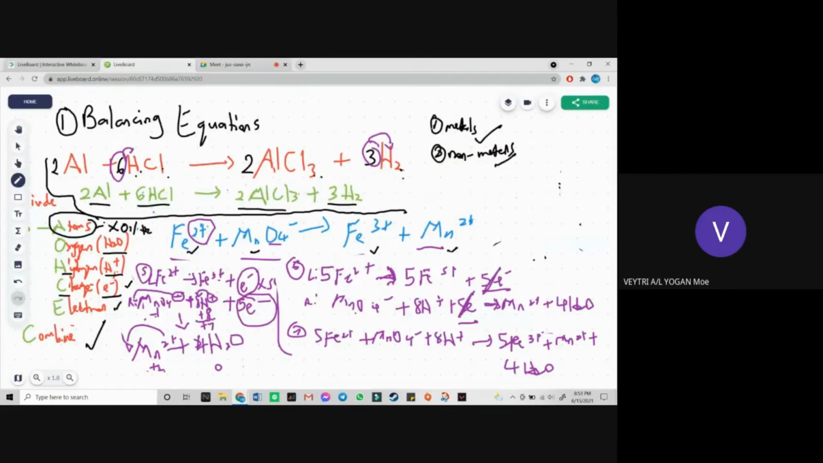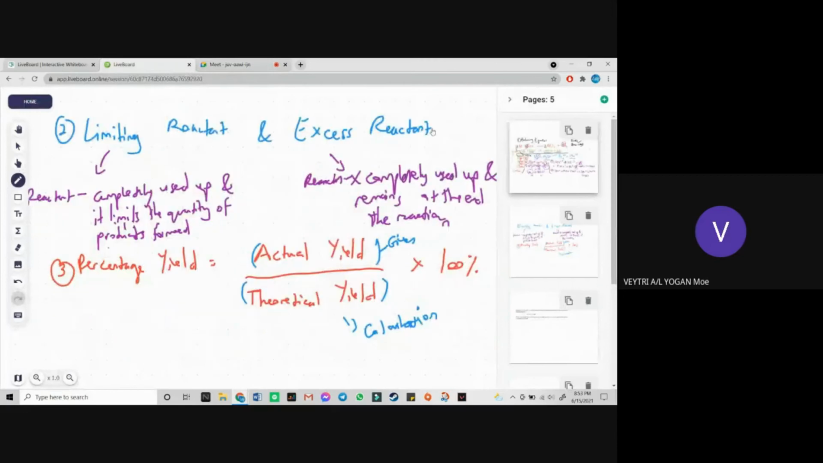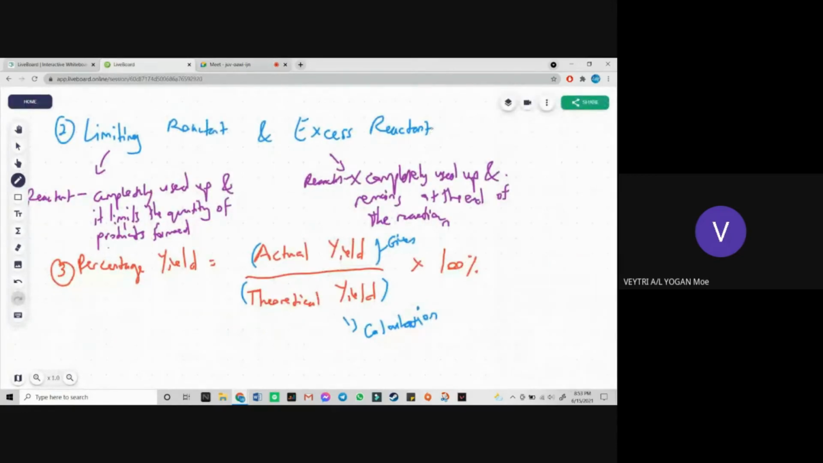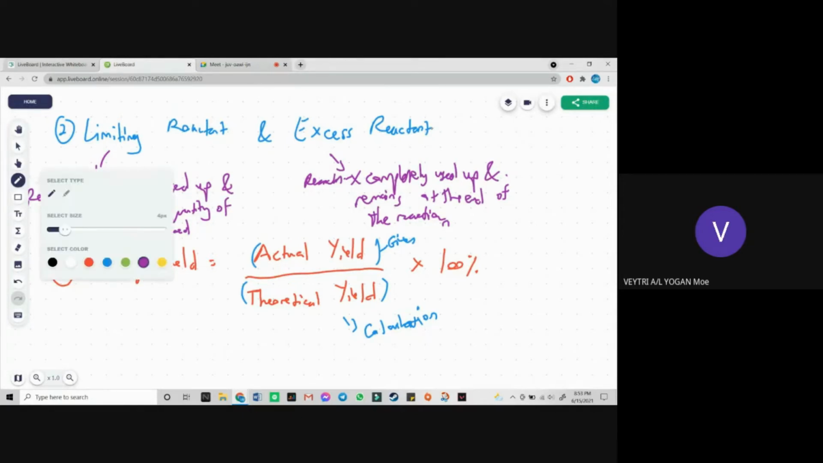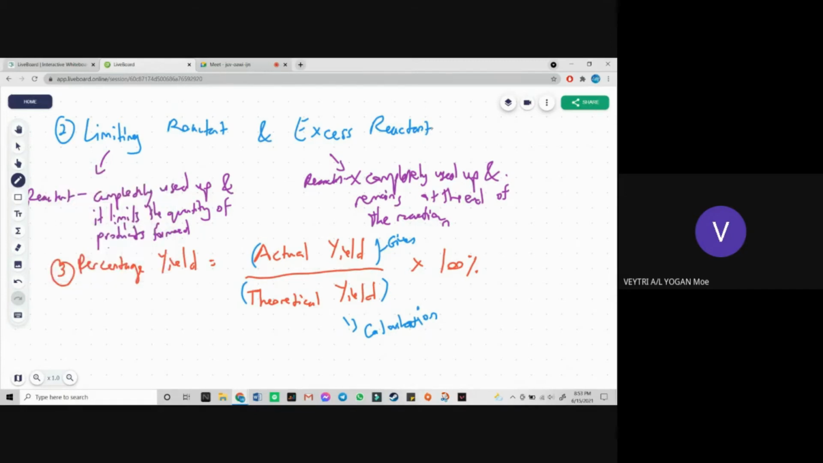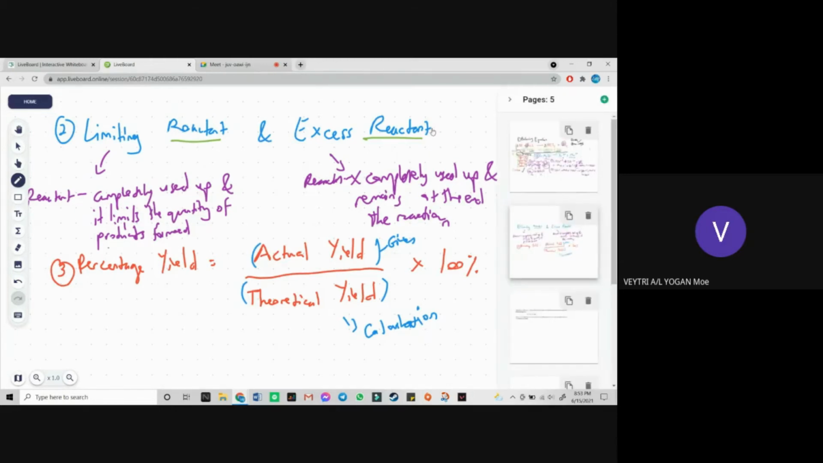Okay. Now, let's have a look at what we are going to learn. The second thing that we're going to learn over here is limiting reactant and excess reactant. What are limiting reactant and excess reactant? Number 1, it's quite straightforward. They are all reactants, bukan product. Maksudnya reactant react dengan something, another reactant akan form product. Okay. Macam tadilah, our equation kan.